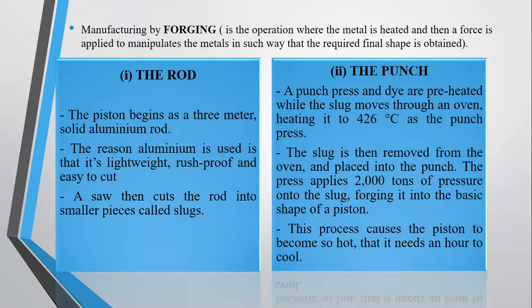Second one is the punch. A punch press and die are preheated while the slab moves through an oven, heating it to 426 degrees Celsius. The slab is then removed from the oven and placed into the punch press. The press applies 2,000 tons of pressure onto the slab, forging it into the basic shape of a piston. This process causes the piston to become so hot that it needs an hour to cool.